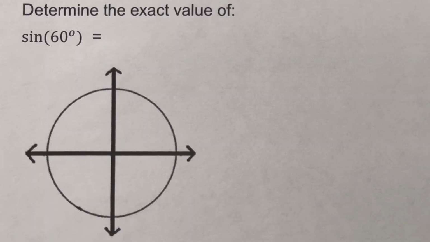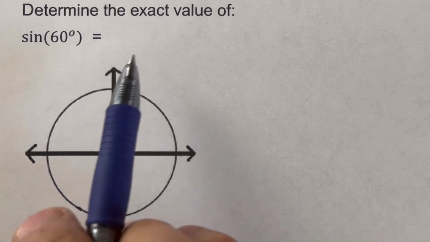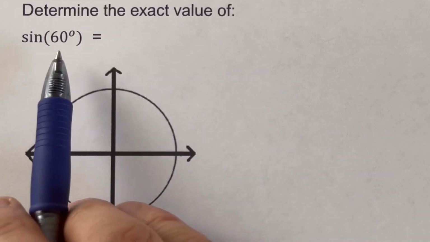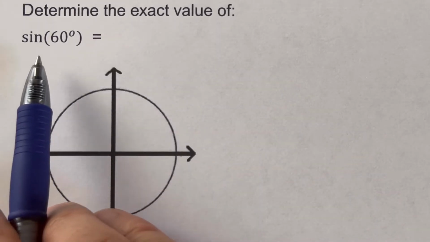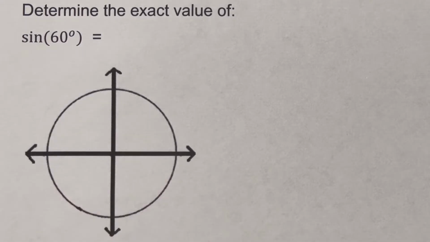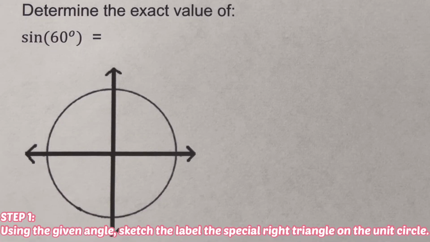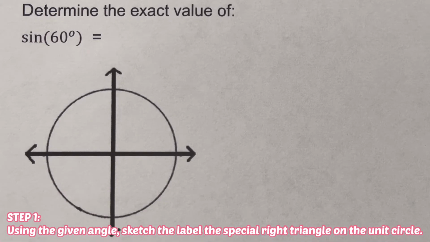Okay, so let's go over the problem here. We're supposed to determine the exact value of sine 60. In order to determine the exact value, there are steps that we need to follow. The first step is, using the given angle, sketch and label the special right triangle on the unit circle.